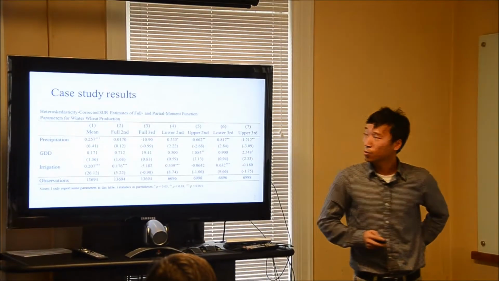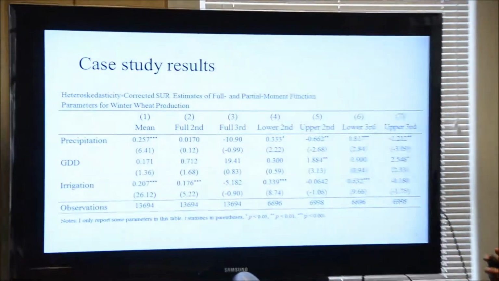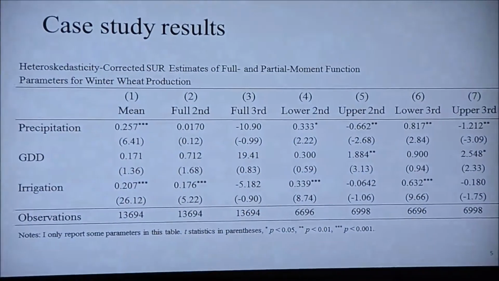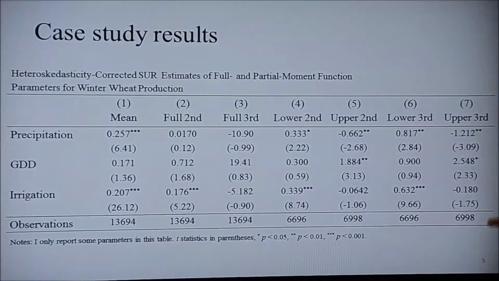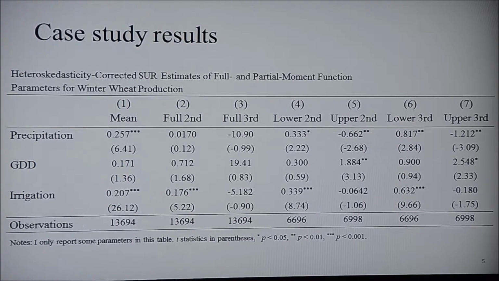And here is one case study result I had. My study region is East Cascade of Pacific Northwest. And my research here is all just about winter wheat farms. I'm looking at winter wheat yield distribution. And this is a seemingly unrelated regression model.